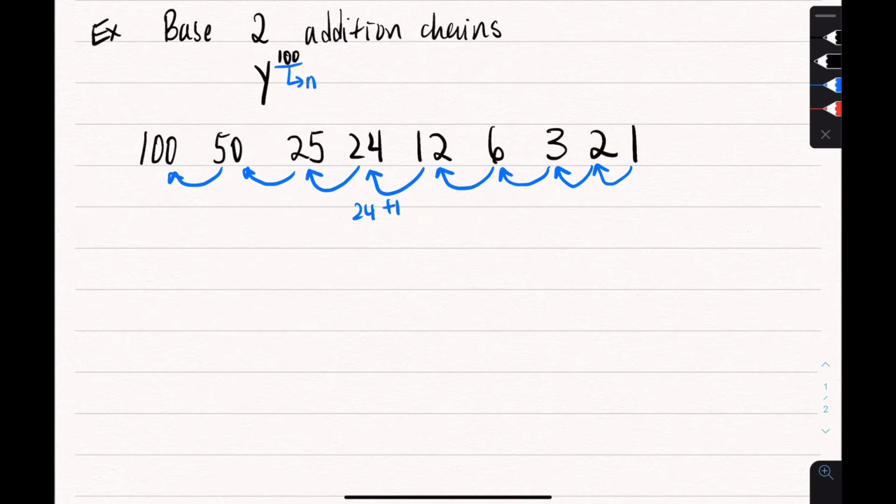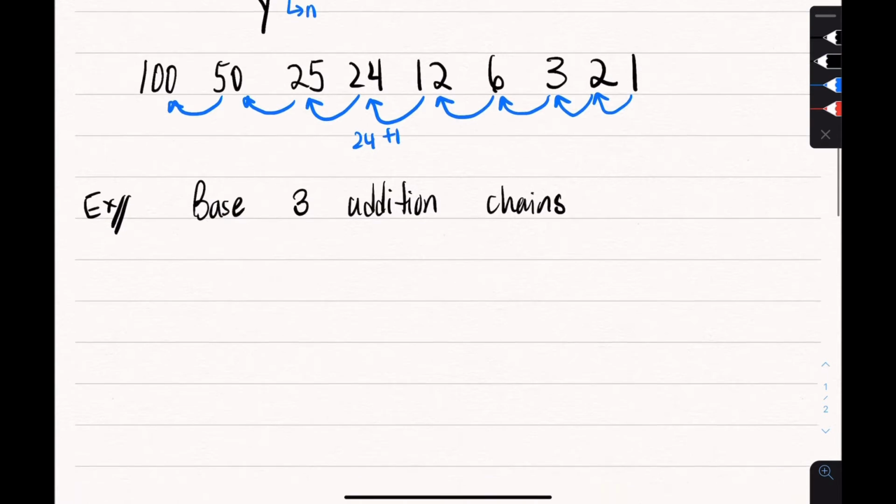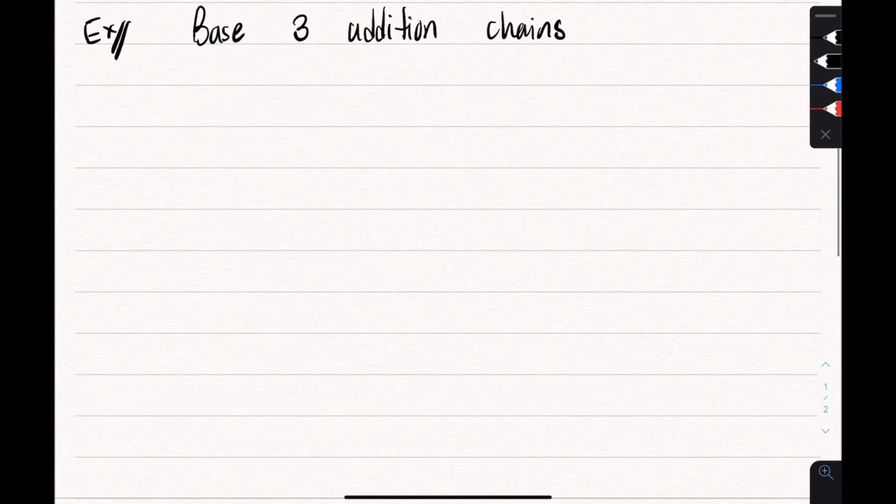Let's do something a little bit more different. What if we want to do base 3 addition chain? Okay, let's use the same example so that it's not too confusing. Again, this 100 here is our n. Okay, so what are we going to do? We'll just do the same thing we did before, and we'll start it like this.